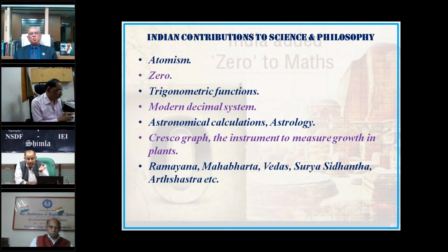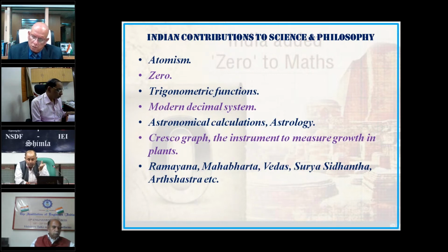Zero was given by India. Trigonometric functions were given by Aryabhatta and Bodhayana, and even the Pythagoras theorem, as somebody was mentioning, is a complete Indian discovery. We discovered it 4,000 years back. But now we are saying that Pythagoras did it maybe 200 or 300 years back. It's not true. And I'll prove it from what is mentioned in our scriptures.